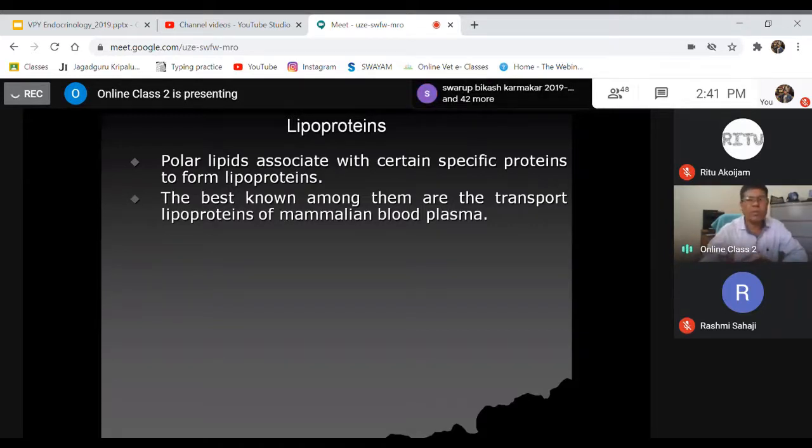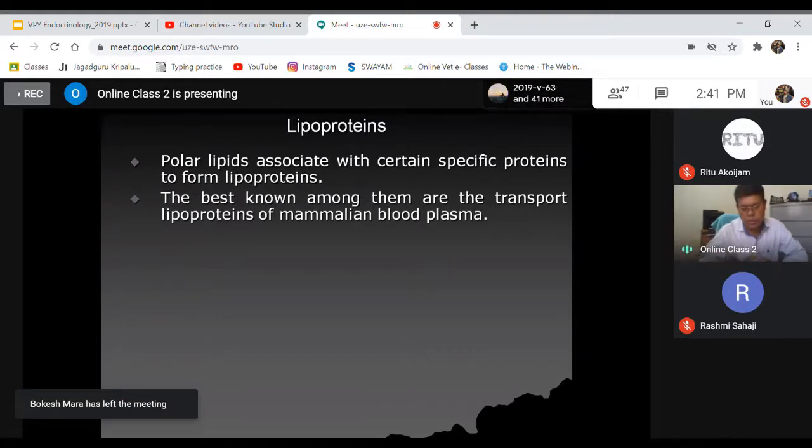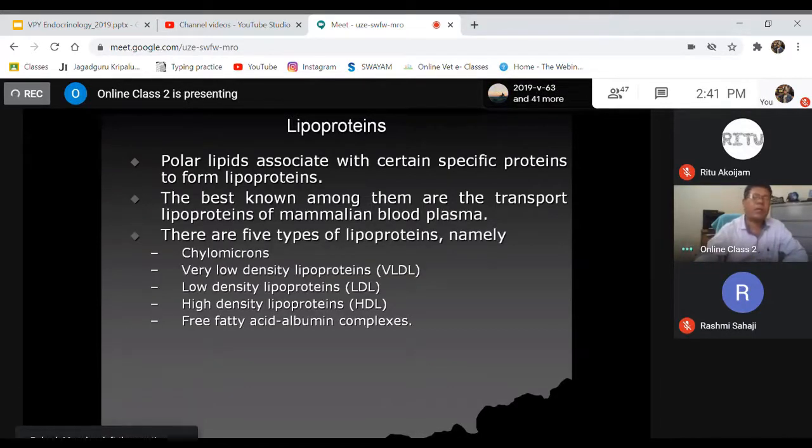Among them, the best known is the transport lipoproteins of the mammalian blood plasma, and these are 5 types: chylomicrons, very low density lipoproteins, in short VLDL, low density lipoproteins, high density lipoproteins, and free fatty acid albumin complexes. So these are the different types of lipoproteins present in the blood plasma of mammals.